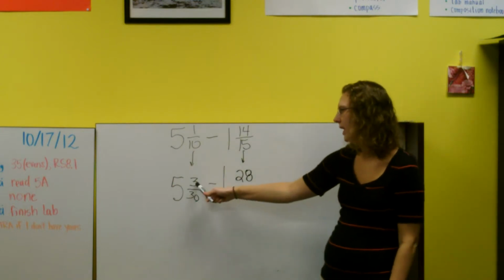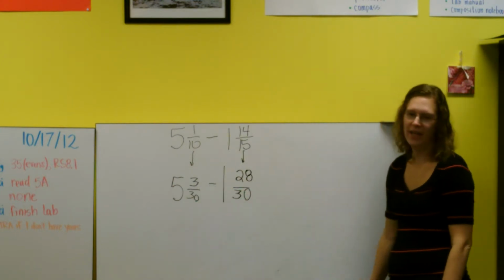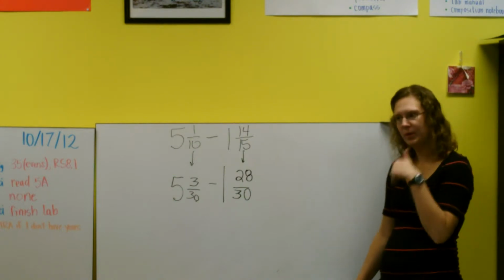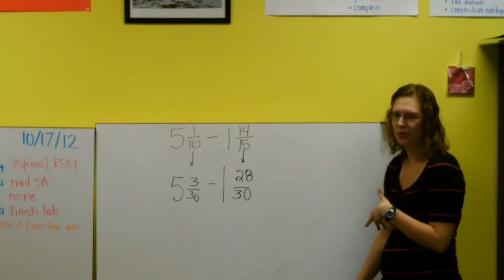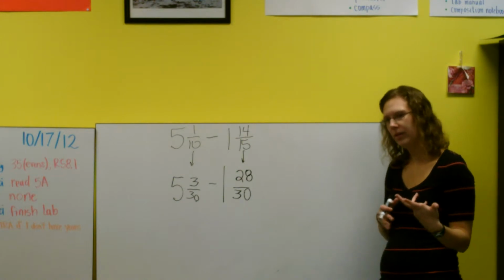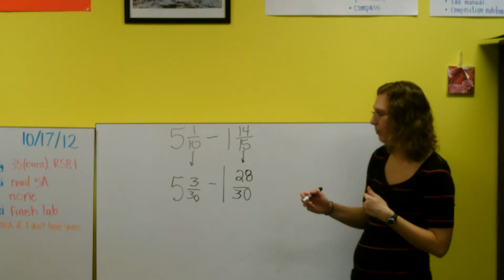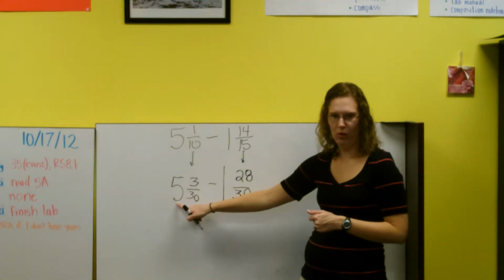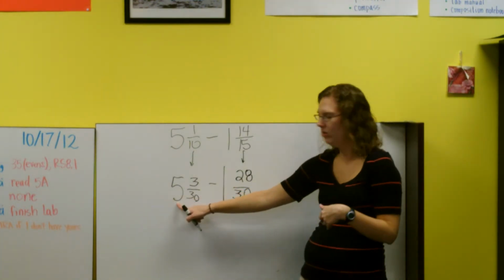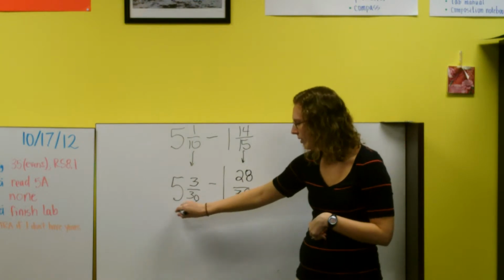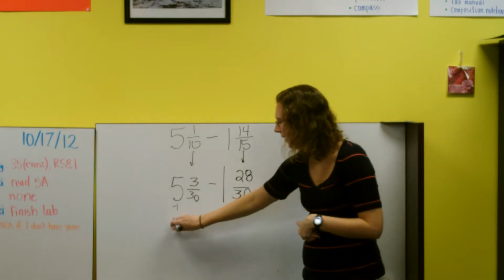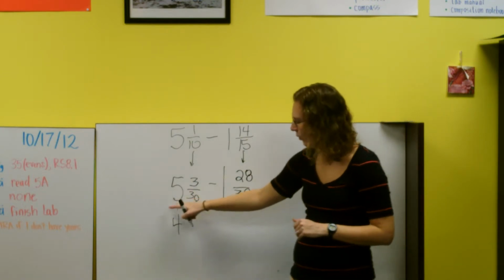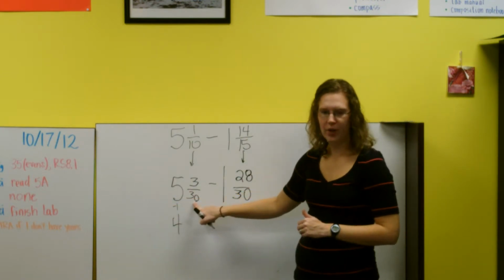Can we take 3 and subtract 28? No, can't. We got to do like we did when we were subtracting before. We have to borrow. Okay? We're going to borrow from our whole. So this guy has 5 wholes. He can let us borrow a whole. So now instead of 5, we take 1 away, and he becomes a 4. Easy enough, right?